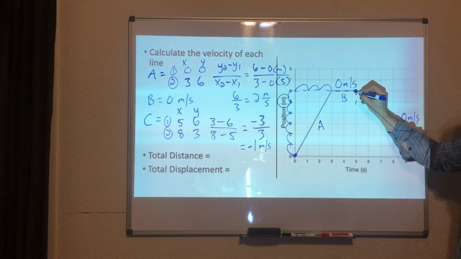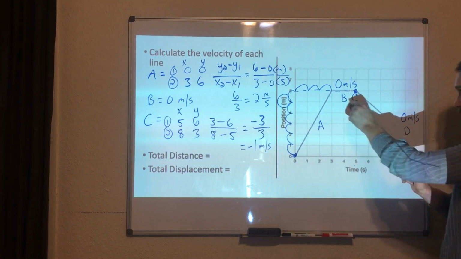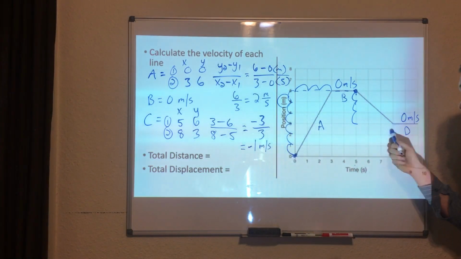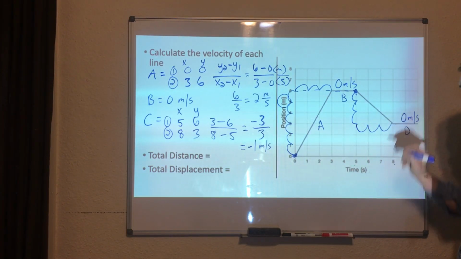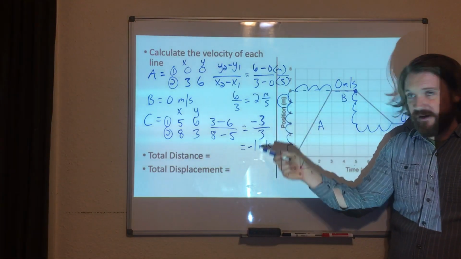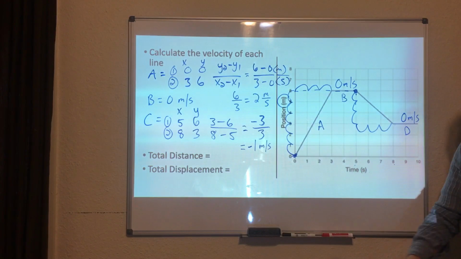Well, look at this. My rise goes 1, 2, 3, down, negative 3. My run, 1, 2, 3, is positive 3. I'm moving forwards 3. Negative 3 divided by 3 equals negative 1.